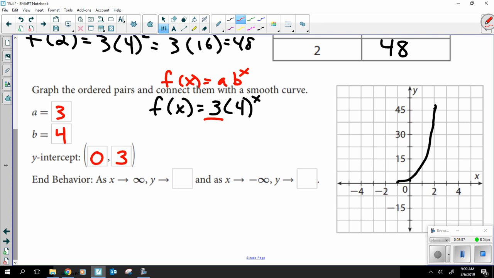All right, and then our end behaviors: as x approaches infinity, y shoots off into outer space, which means it's approaching infinity also. And as x approaches negative infinity, you can see that y is approaching 0. It's getting closer and closer, and it's never touching it. All right, so let's move on.